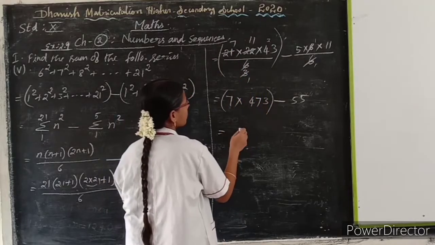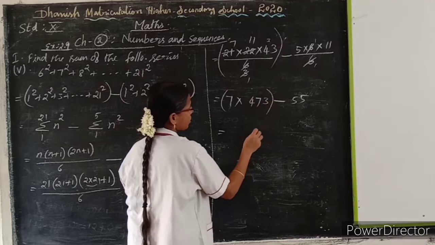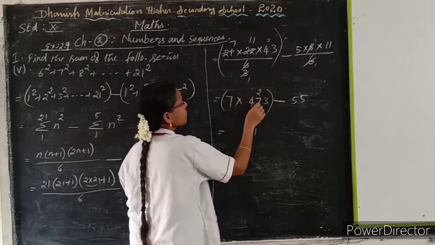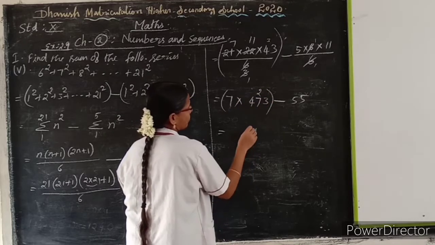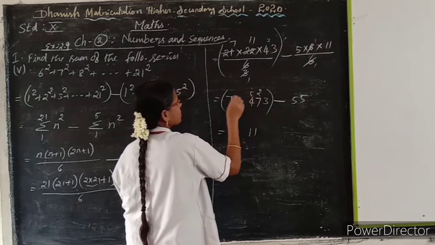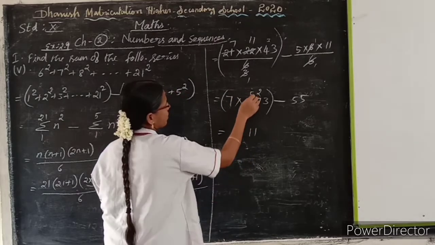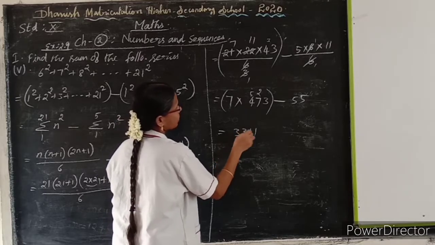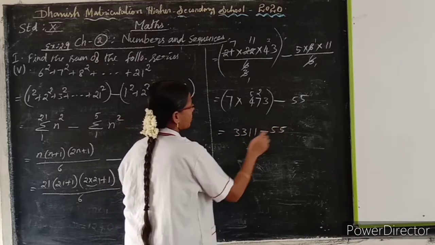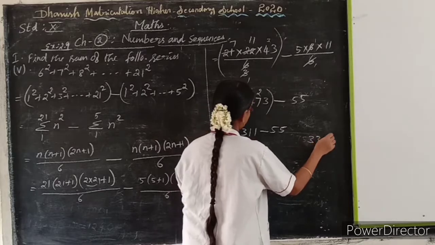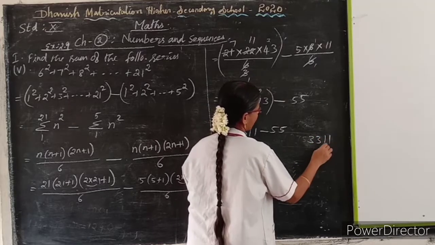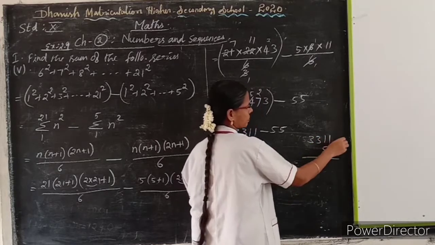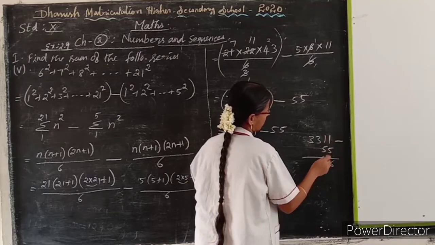Now multiply, stop. 7 into 4 for 73: 7 3s are 21, 7 7s are 49, 49 plus 2 is 51, 7 4s are 28, 28 plus 5 is 33, minus 55. Now subtract 3311 minus 55.